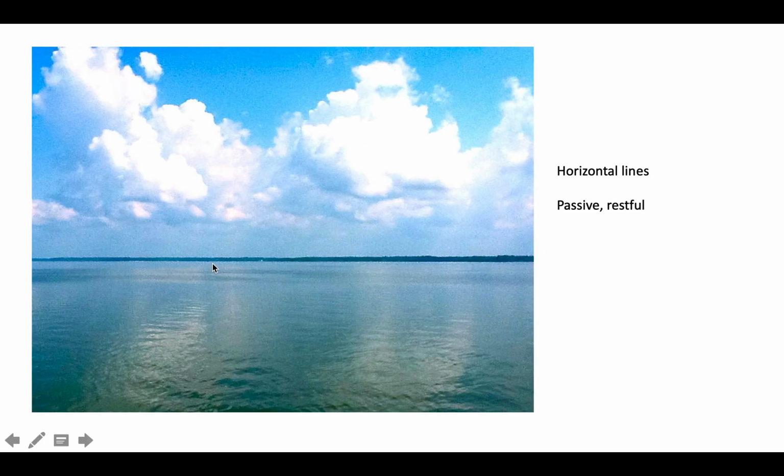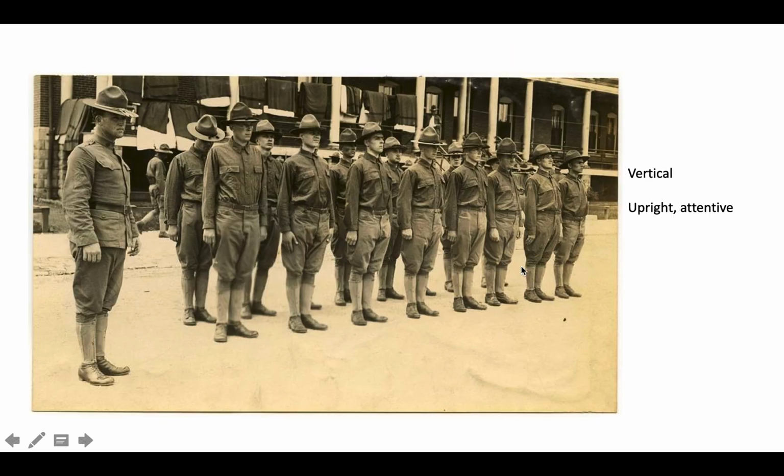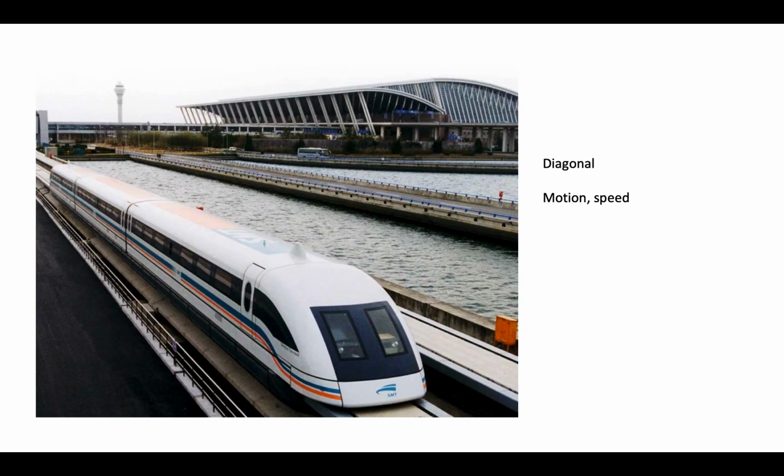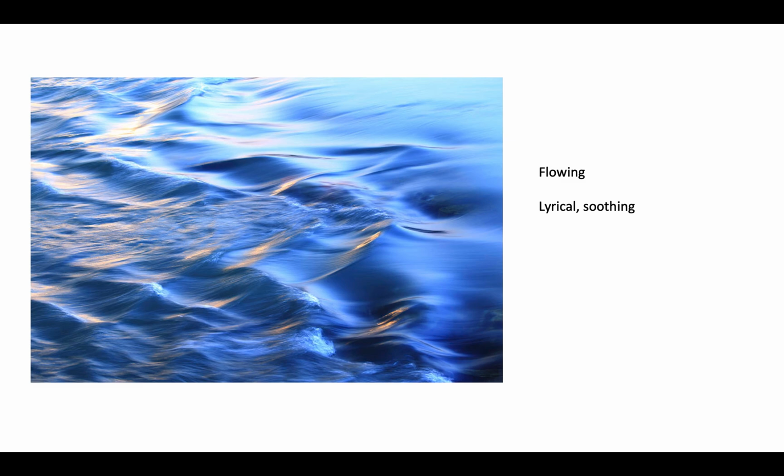Horizontal lines, right? Very passive, very restful, because it reminds us of a horizon line. Vertical, upright, attentive. Diagonal conveys motion and speed. And remember, we talked about diagonal lines, how your eye tends to follow them, okay? So that creates the feeling of motion. Flowing lines are very lyrical and soothing.